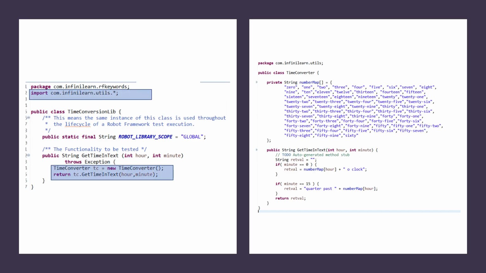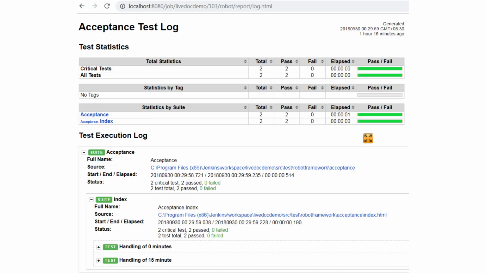Now moving ahead, we'll do the actual implementation. You can see we implemented a time converter: we created the object of time converter, called the function get time in text from time converter, passed it hour and minute, and returned it back to the caller, which is going to be our Robot Framework that will use our specification. And this is our implementation. Let's see what happens the moment we commit our code. You will see both the test cases are successful.